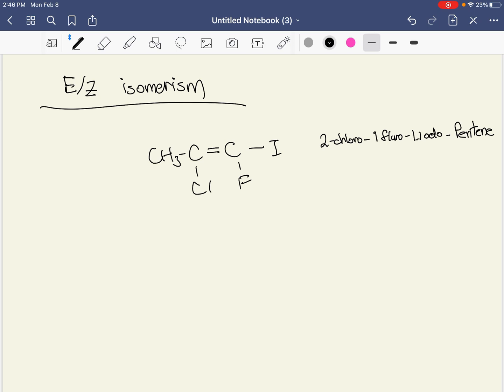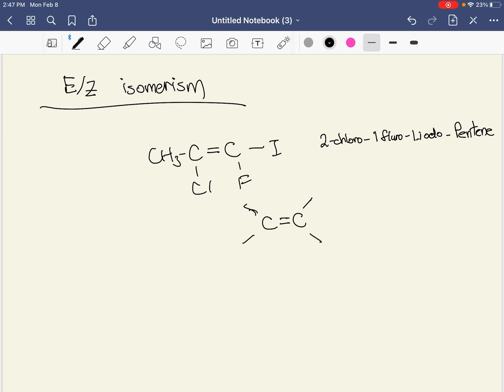Now, can there be geometrical isomers with this? Certainly. Of course there can be. And again, the emphasis is on the C and C bond. Let's see how this is known as E-Z isomerism. So here's C and C, and here's the bond.